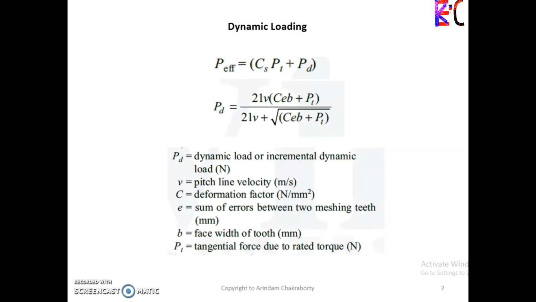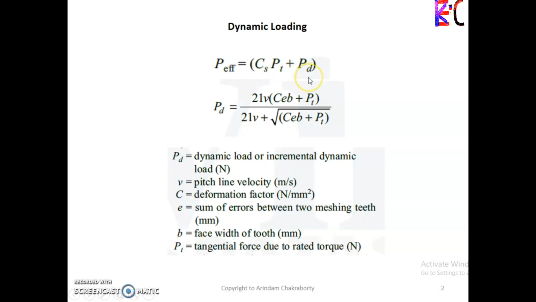At first, we have to start from where we left off. P effective, or PEFF, is the effective force we applied here, or in other words the effective loading. And CSPT, this is the formula given by AGMA, the American Gear Manufacturing Association. CS is the service factor, PT is the load being applied, and PD is the dynamic load.